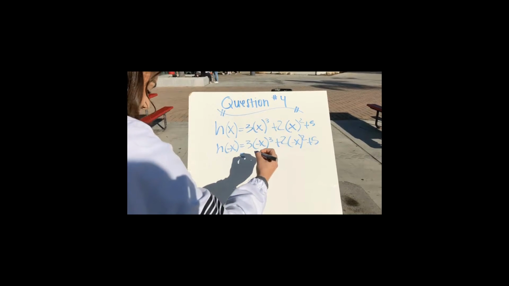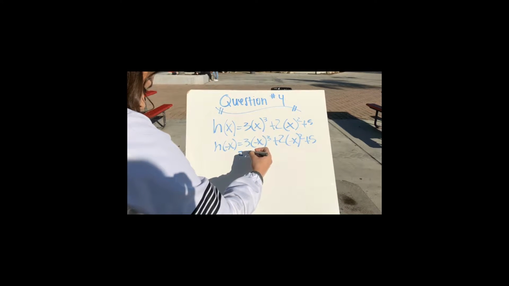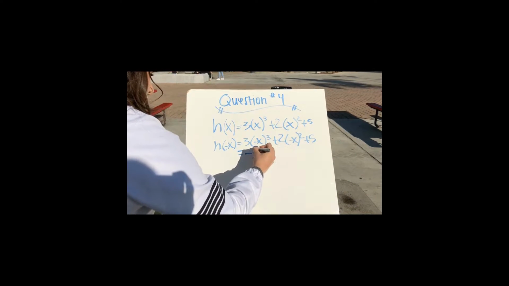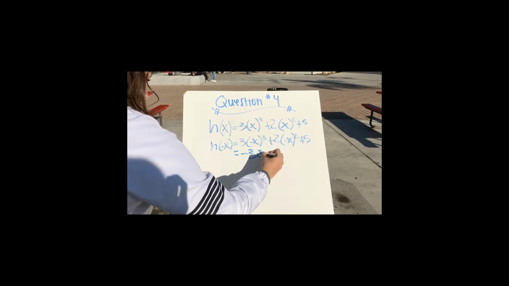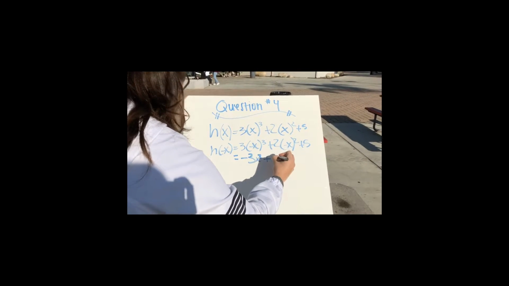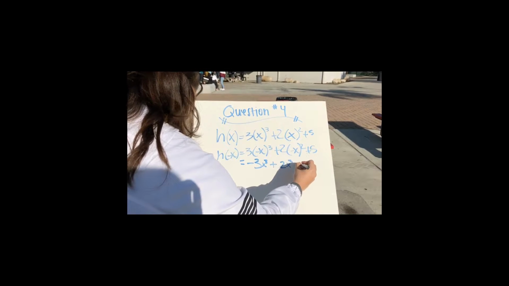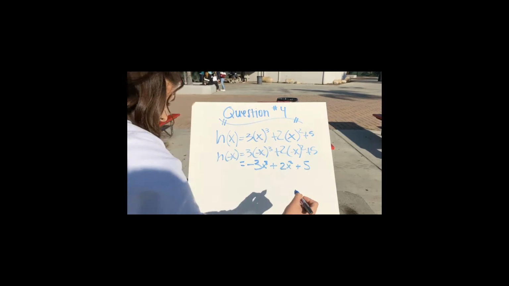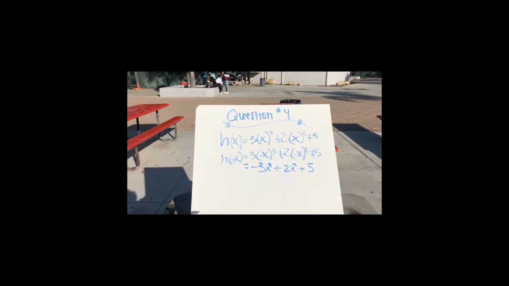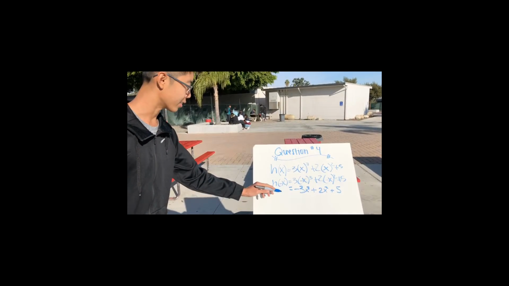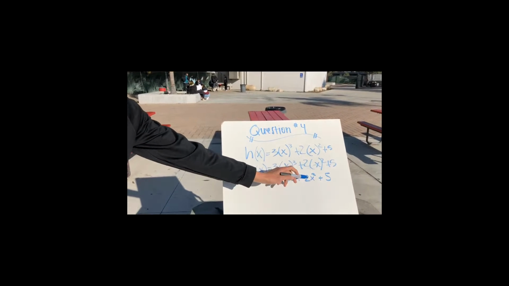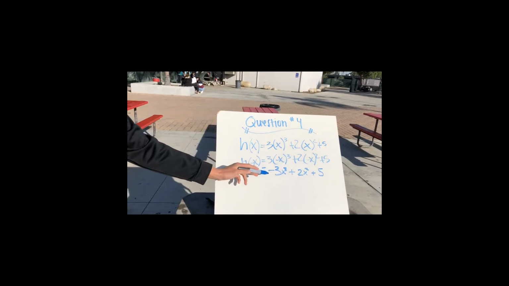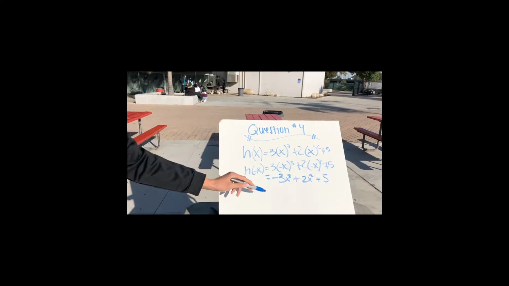So you would get negative 3x cubed plus 2x squared plus 5, and this equation is not even. This shows that it is not even because this doesn't match.